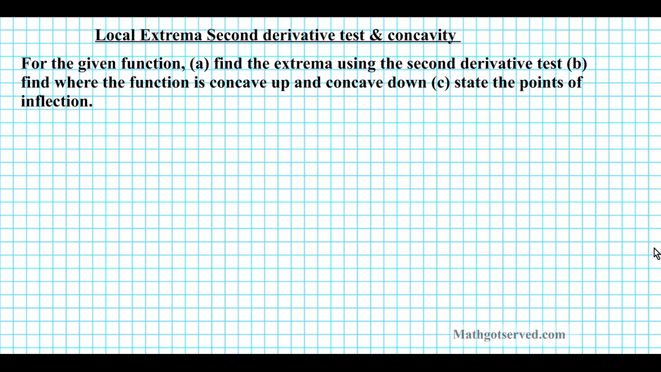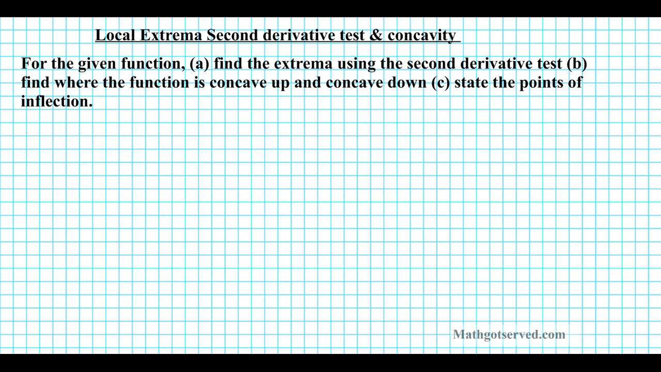In this clip, we're going to be going over how to find the local extrema of a function using the second derivative test, how to determine the concavity, and also how to find the points of inflection. So let's take a look at the instructions for the example.